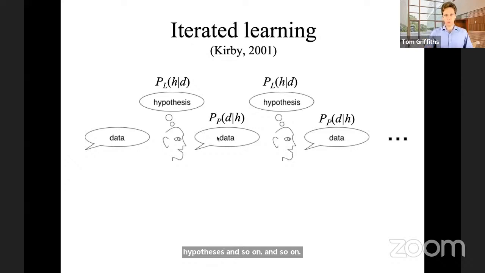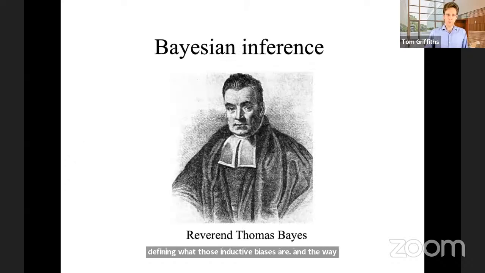We can now ask how this process changes the information that's being transmitted, how the hypotheses of the learners change over time. But to engage with this kind of question about how inductive biases, how the dispositions of the learners, change the information being transmitted, we need a way of defining what those inductive biases are. And the way that I'm going to do that is via Bayesian inference. So this gives us a formal framework for characterizing the inductive biases that learners bring to problems.